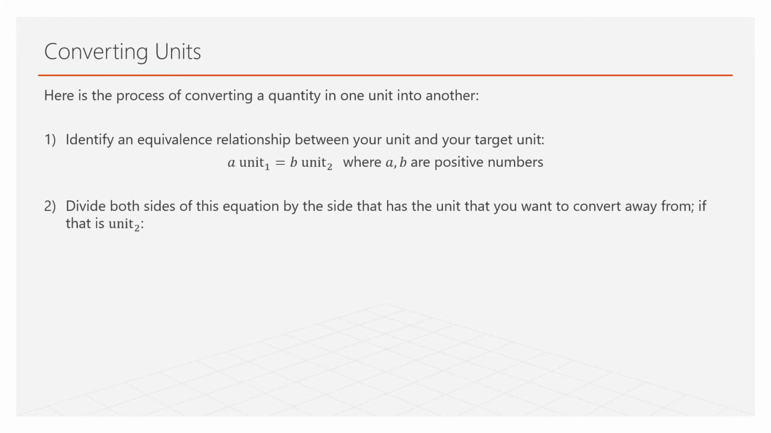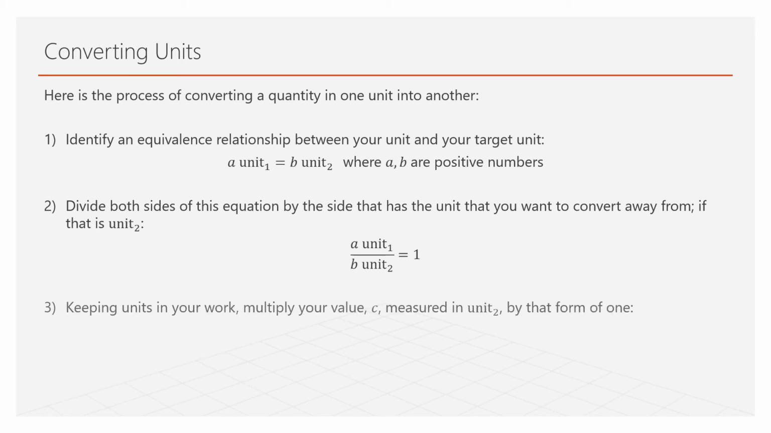Step 2. Divide both sides of this equation by the side that has the unit that you want to convert away from. If that is unit 2, this is what it looks like. A, measured in unit 1, divided by B, measured in unit 2, is equal to 1.